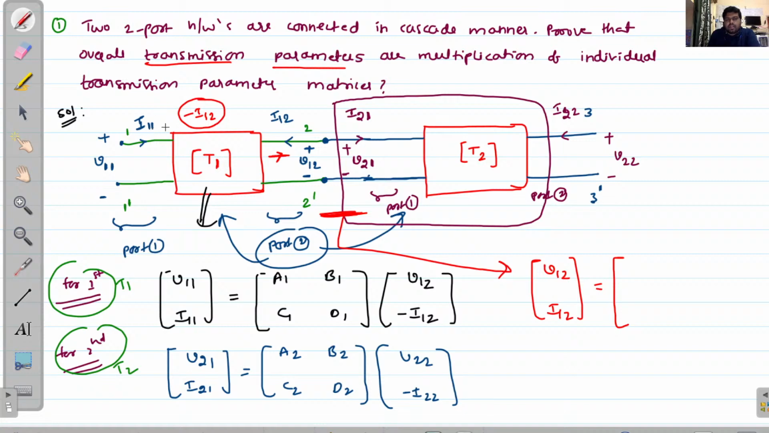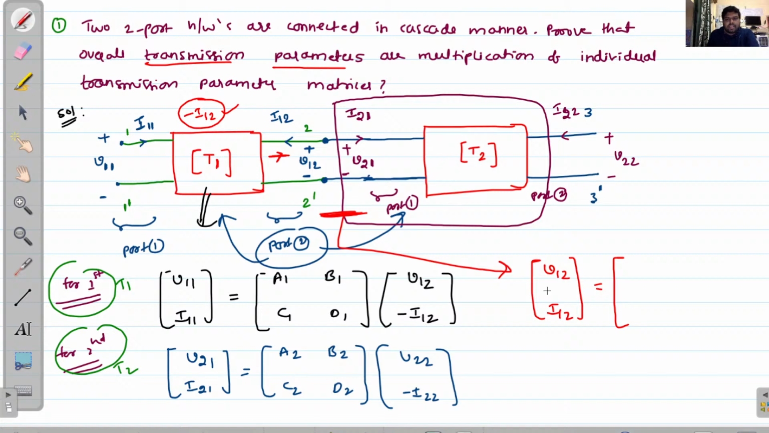I already told you transmission parameters is nothing but what? One port can act as a source and another port can act as a load. So always the energy transmission takes place from source to destination, so we are considering one way of energy transmission. But in our standard reference model we have the opposite direction, so that's why I'm taking minus I12. These things we already covered in transmission parameters.